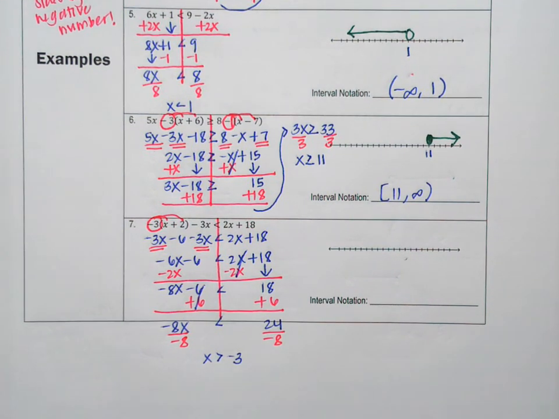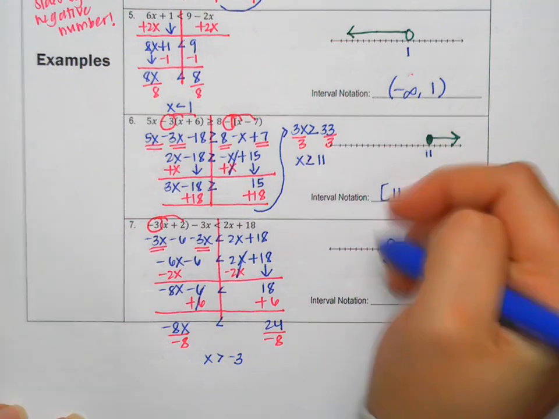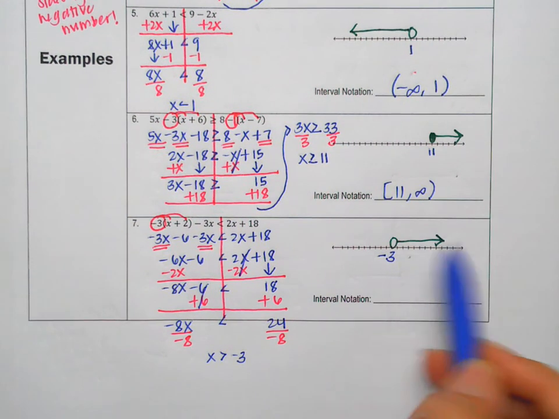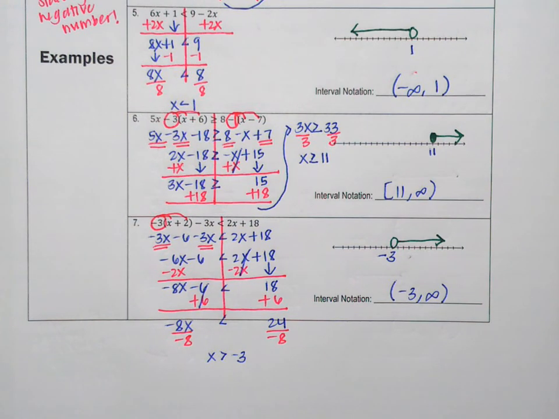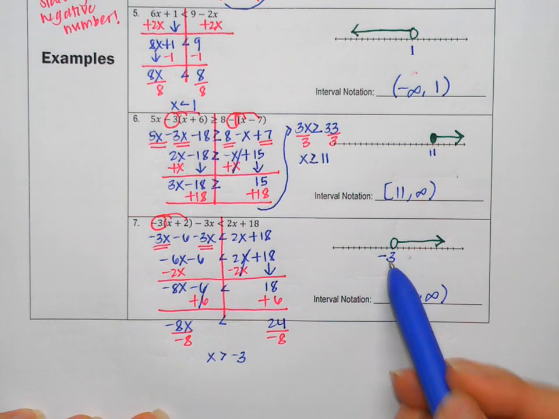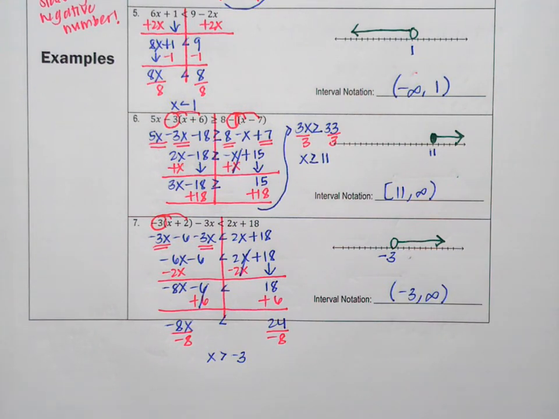So then graph that and write it in interval notation on your own. So my graph, open circle because it's not or equal to. And I didn't put a negative. It's going in the positive direction because it's greater than. And then interval notation is -3 to positive infinity. -3 has a parentheses because it's an open circle. Infinity always has a parentheses.